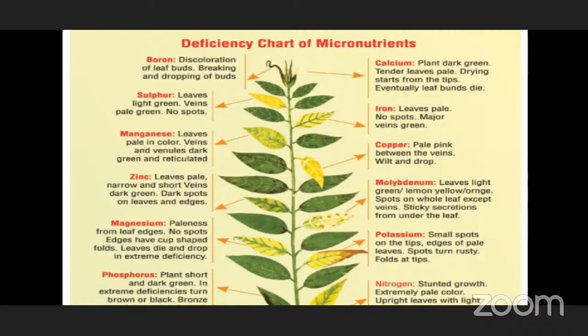And boron: discoloration of the leaf bud, and breaking and dropping of buds. Whereas in calcium, the plant is dark green, tender leaves are pale, and drying starts from the tips. Eventually, the leaf burns dry.